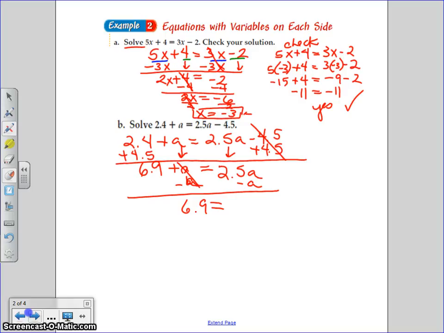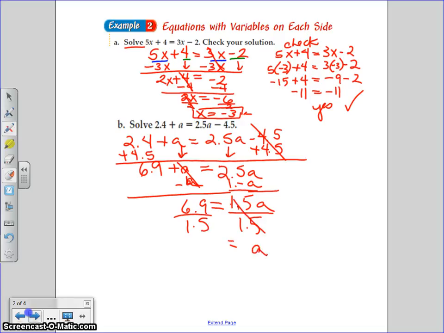Notice I'm keeping my equal signs lined up. 2.5 minus 1 is 1.5a. 1.5. Now what are we going to do? Divide by a decimal. Well, a calculator for that.